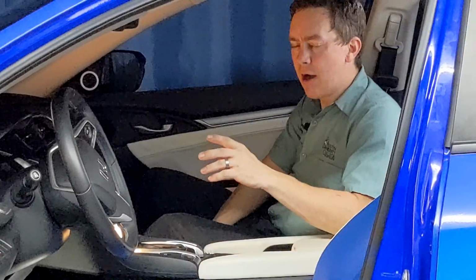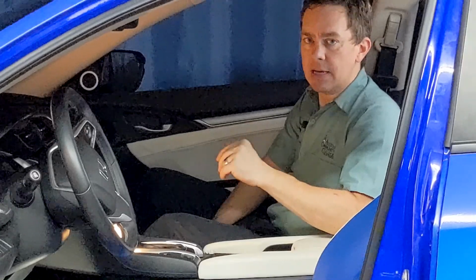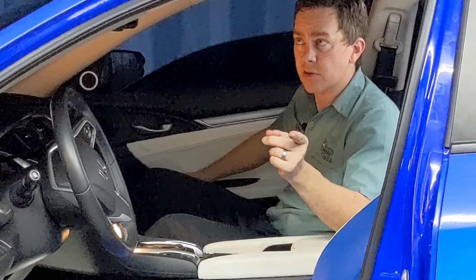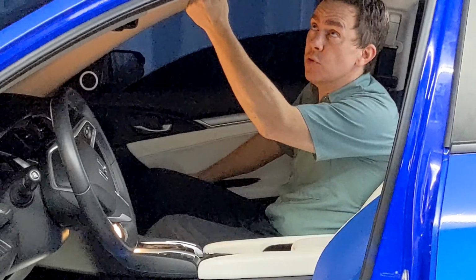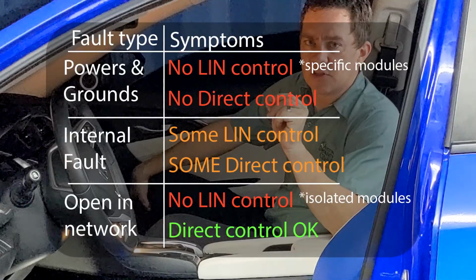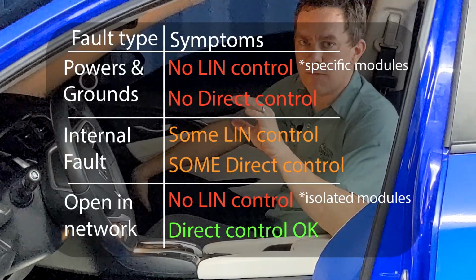Back at our car, now I have an open in LIN close to that same front passenger window switch. Now, the passenger window can't be operated from the driver switch, but all the other windows can. Also, the passenger mirror can't be moved from that switch. But I can move the passenger window up and down from the passenger switch. Remember that direct control. Also, the moonroof works just fine. That matched up pretty well with what we anticipated on the diagram. Looking at this chart, I can see that there's definitely a difference in symptoms depending on the type of fault.